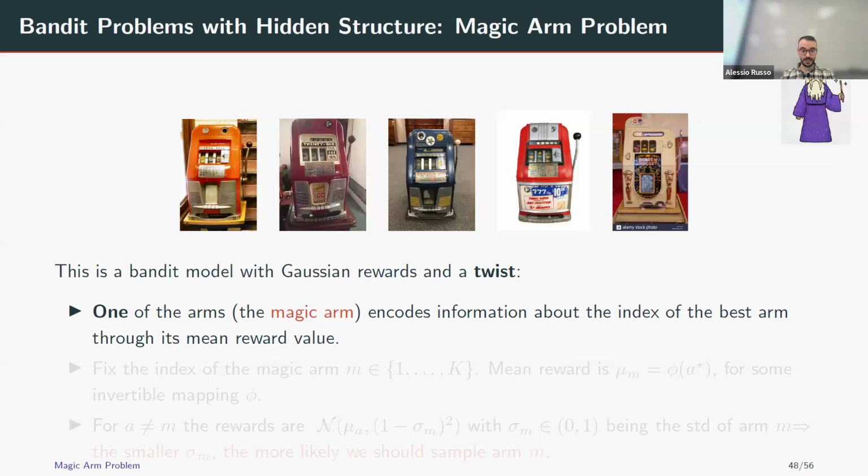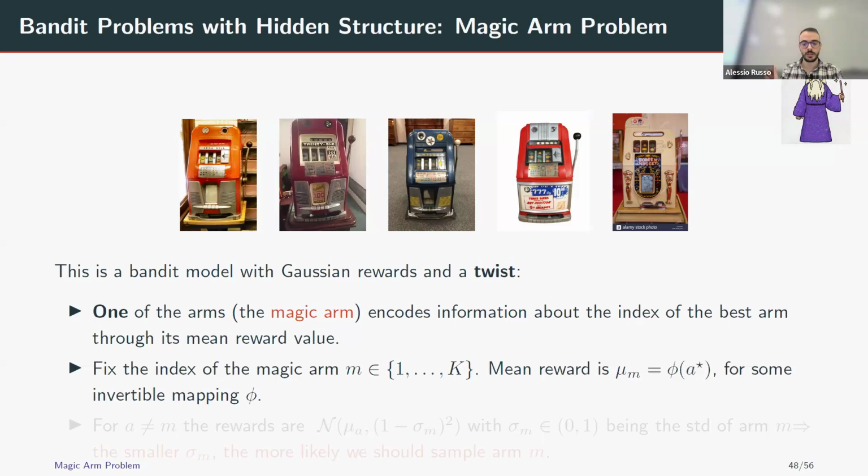And in the last example, we have the magic arm bandit problem. This is a bandit problem where one of the arms, which we call the magic arm, encodes information about the index of the best arm. So we are going to encode the index of the best arm through some invertible mapping phi. We define the mean reward of the magic arm to be equal to this mapping evaluated at A star.